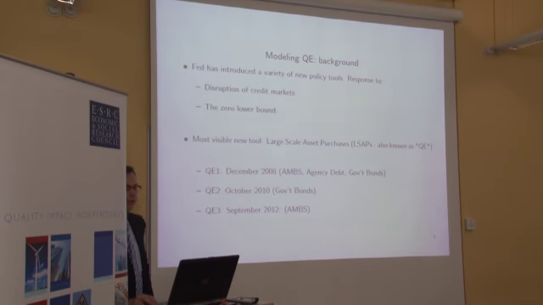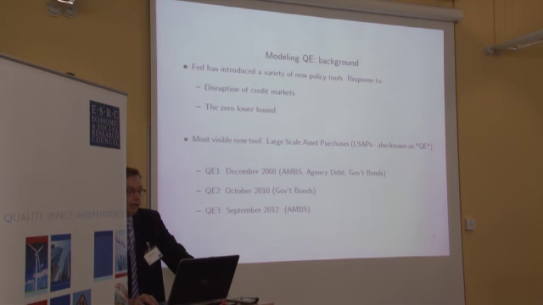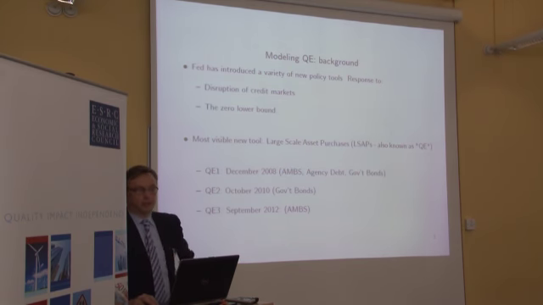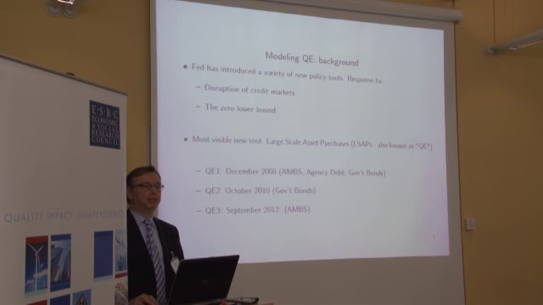Now, the most visible of these new tools were, in Fed speak, large-scale asset purchases. Around the rest of the globe, they're known as QE or quantitative easing. And what QE or LSAPs involved was the central bank purchase of longer maturity assets, funded with short-term interest-bearing overnight bank reserves. And in the US, there have been three main instances.